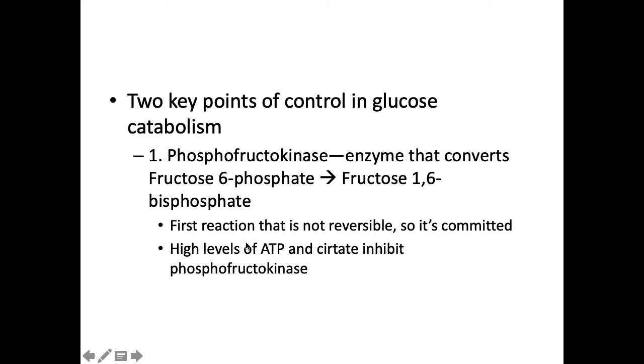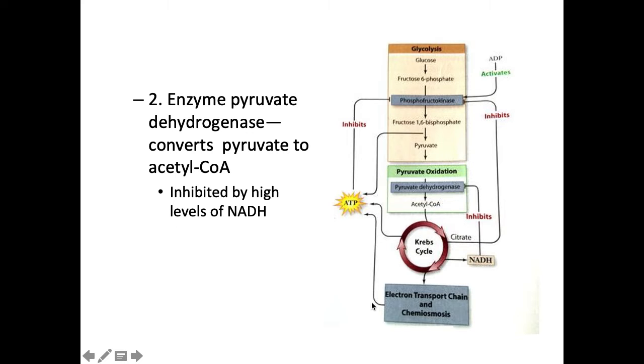This first reaction is not reversible. Once it's past this point, it's pretty much committed to the end. And so high levels of ATP and citrate inhibit phosphofructokinase. The second control point that controls glucose catabolism is the enzyme pyruvate dehydrogenase. This is found in the link reaction to the Krebs cycle, where it converts pyruvate to acetyl-CoA.